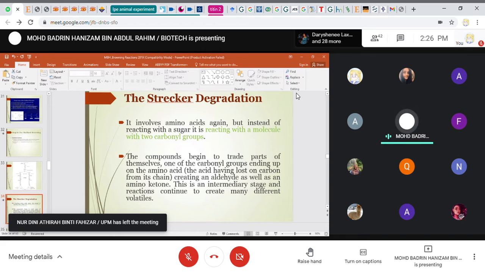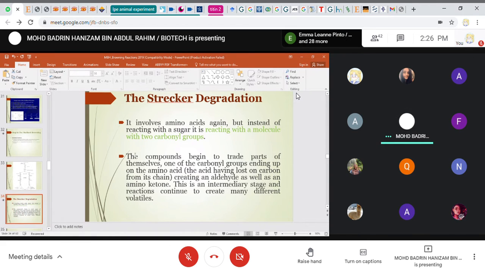I will show you the mechanism, the structure, after this. So one of the carbonyl groups ends up on the amino acid, creating an aldehyde as well as an amino ketone. So this is an intermediary stage, and the reaction continues to create many different volatiles.